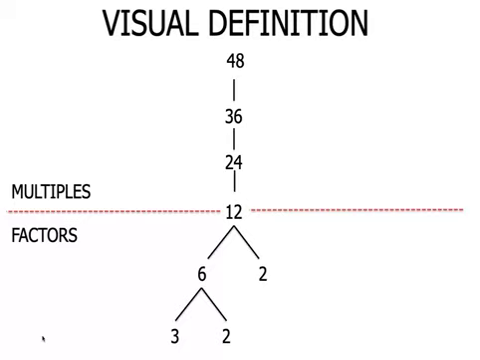So how many multiples does a number have? Well, an infinite number of multiples. I can keep multiplying 12 until the cows come home. But let's talk about an actual verbal definition.